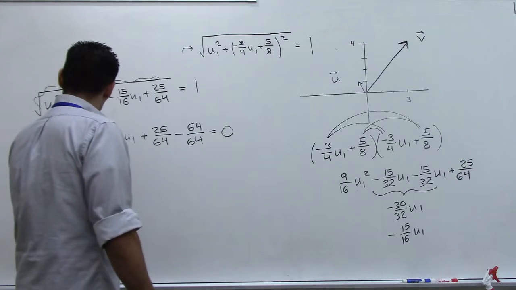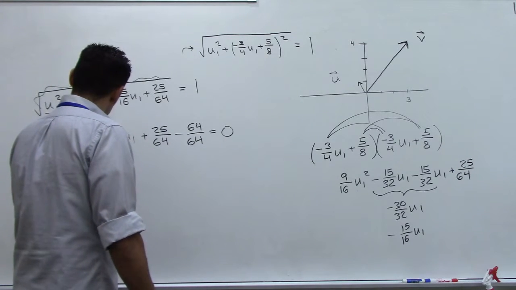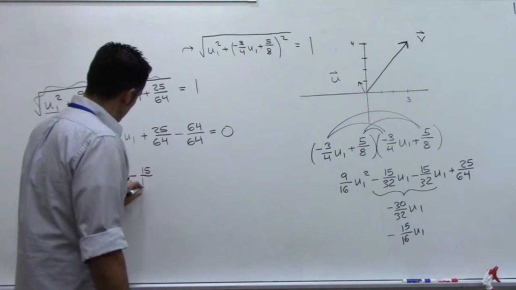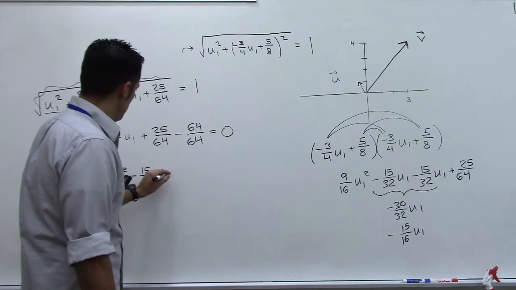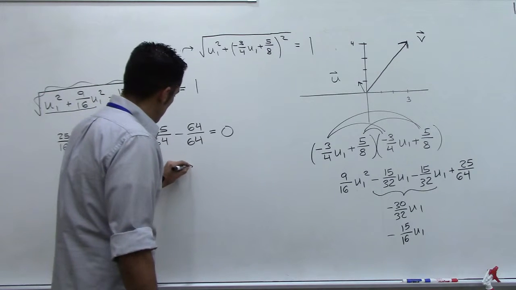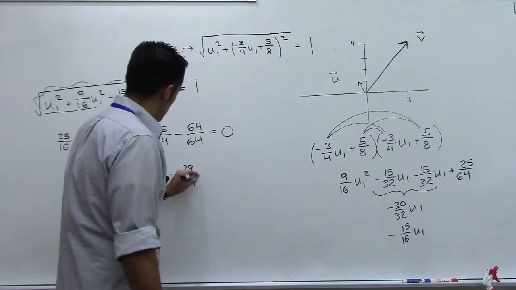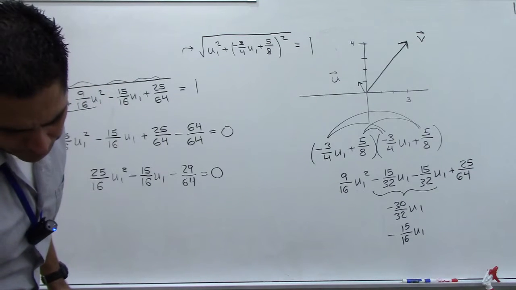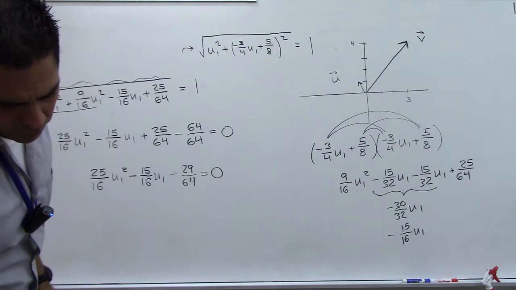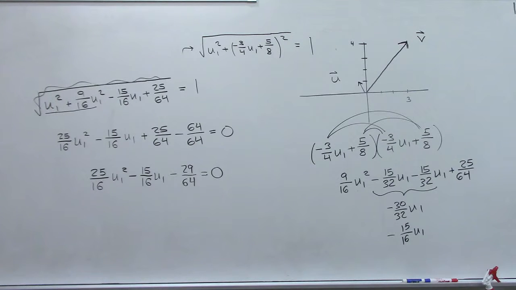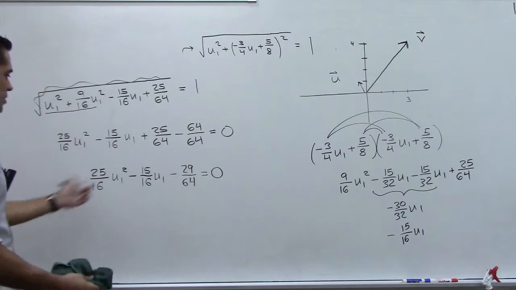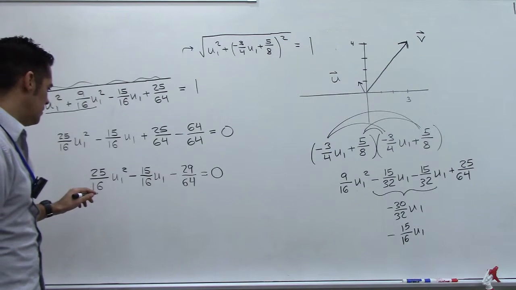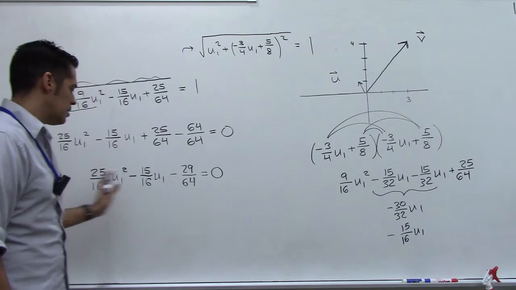So 25/16 u1 squared minus 15/16 u1 minus 29/64 equals 0. All right. Okay, so now this is a quadratic equation, so you could solve it. There's two solutions. Before I go to the quadratic formula, I'm just going to clear the fractions.